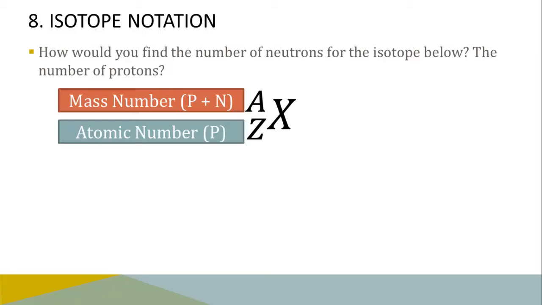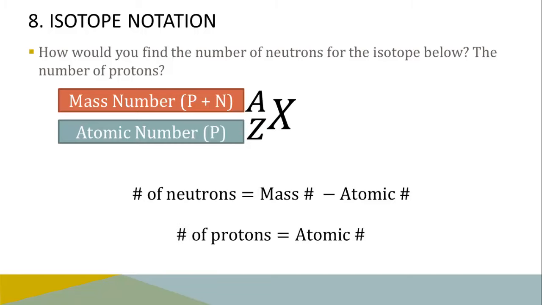X just represents the element symbol, so that could be a C for carbon or N for nitrogen, or U for uranium, any element. So if I want to find the number of neutrons, I have to take the mass number and subtract out the atomic number. So I take the sum of protons and neutrons and subtract out the protons, and what I'm left with is neutrons. To find the number of protons, we simply use the atomic number.